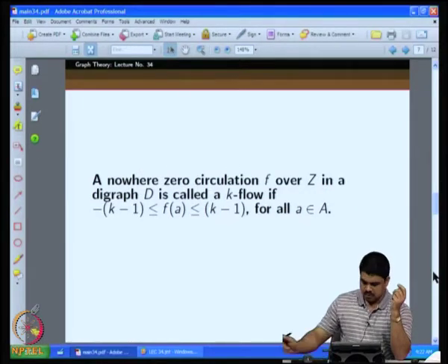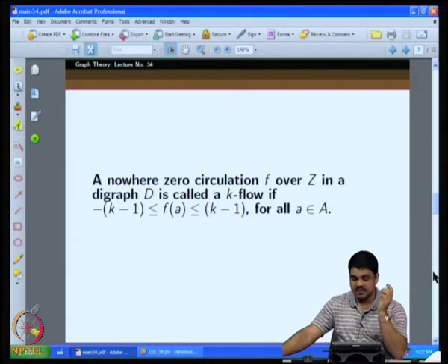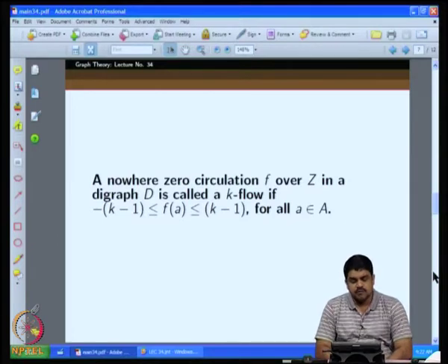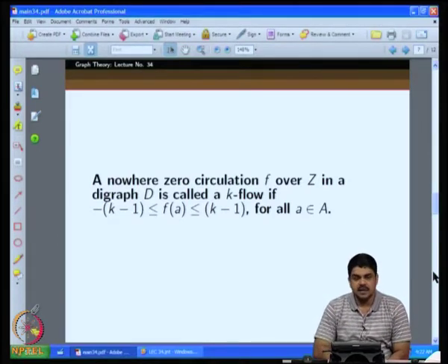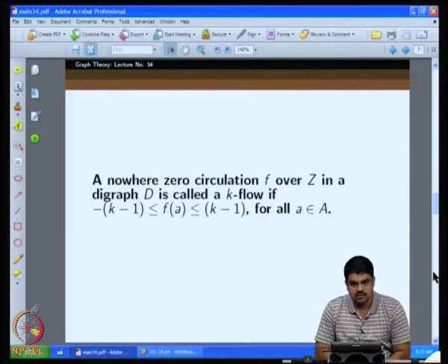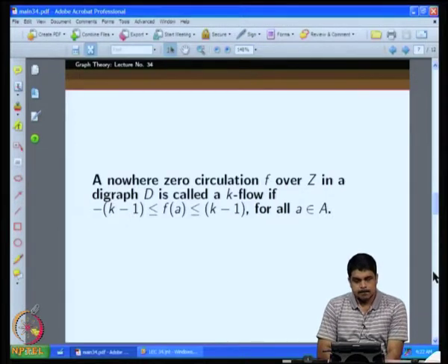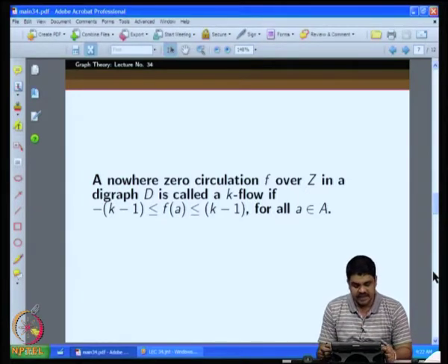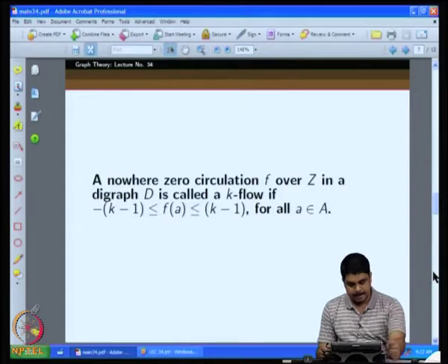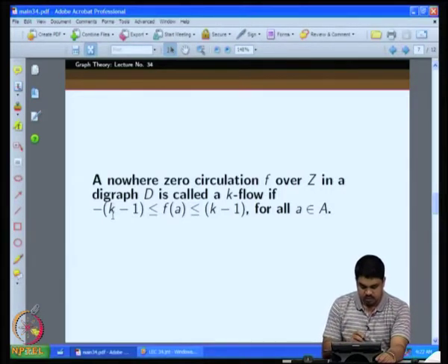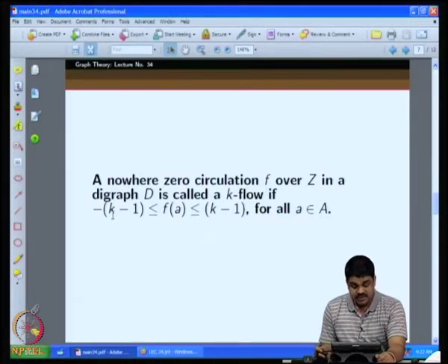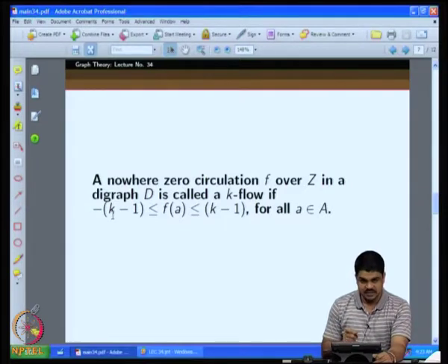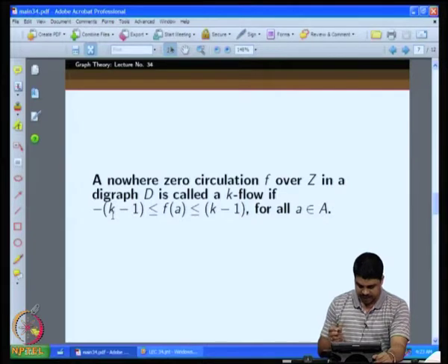Now, we will define something called a K flow. A circulation is called a K flow if for each arc its value is in between minus of k minus 1 and k minus 1. For this, we take k greater than or equal to 2. Otherwise, if you put 1, it has to become 0. So, 2 onwards, right. Remember, first important thing is it has to be a circulation. Historically it is called a K flow, though it is actually a circulation, but let us conveniently use this word K flow to denote this thing.